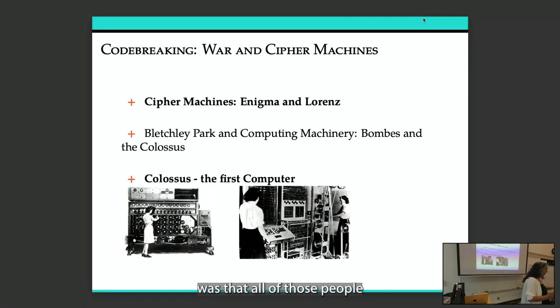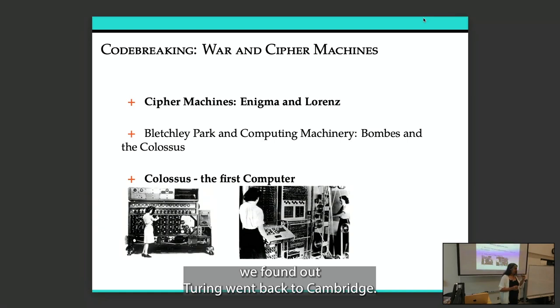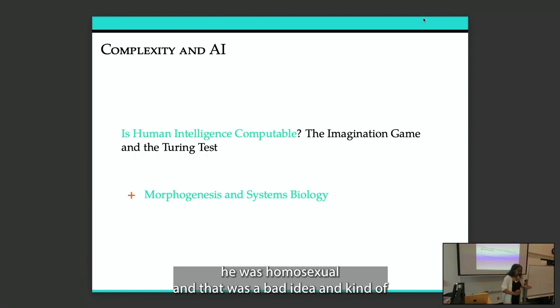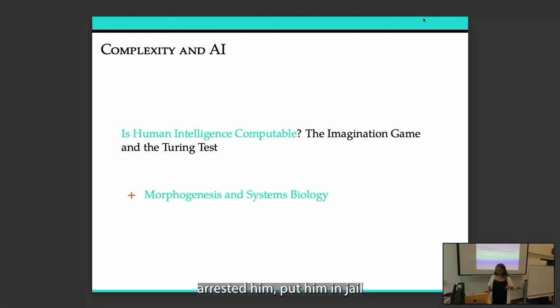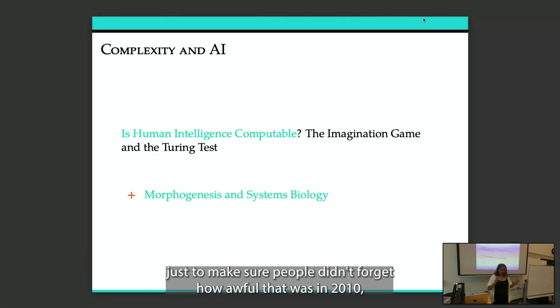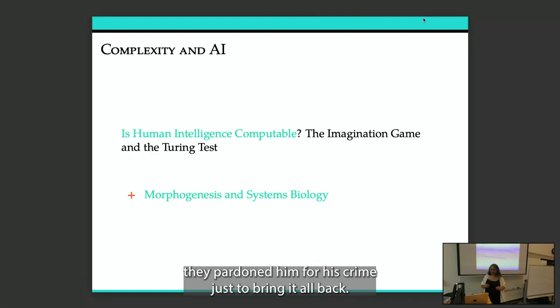was that all of those people who were there, it was classified, so they never got to go out and tell the world what they did or what they solved. It was only in the 70s, when it was all declassified, that we found out. Turing went back to Cambridge. The British government decided he was homosexual and that was a bad idea, and that kind of drove him to suicide. They arrested him and put him in jail. And just to make sure people didn't forget how awful that was, in 2010 they pardoned him for his crime, just to bring it all back.